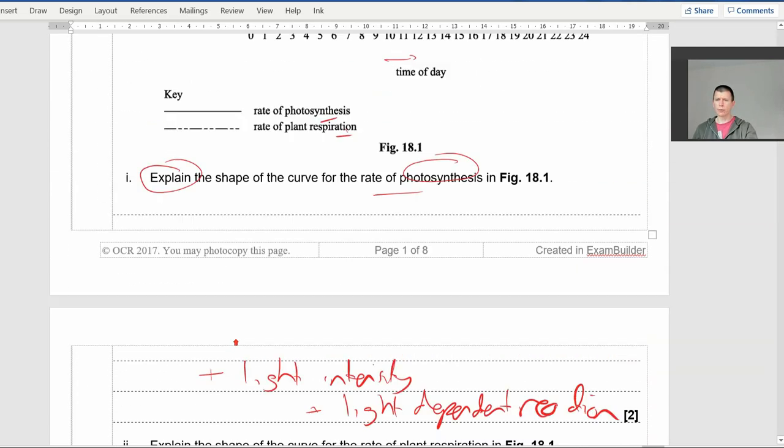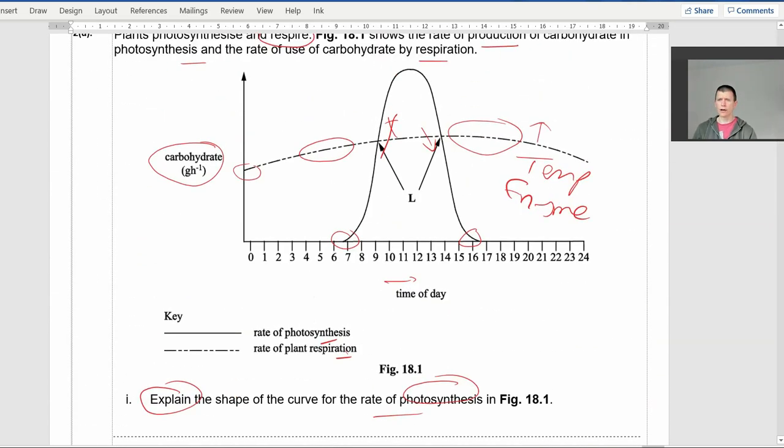And finally, what's happening at point L? Well, L, if you look very closely, the usage and production of carbohydrates is perfectly matched, and that point is known as the compensation point. What that means is a point at which photosynthesis and respiration perfectly match.